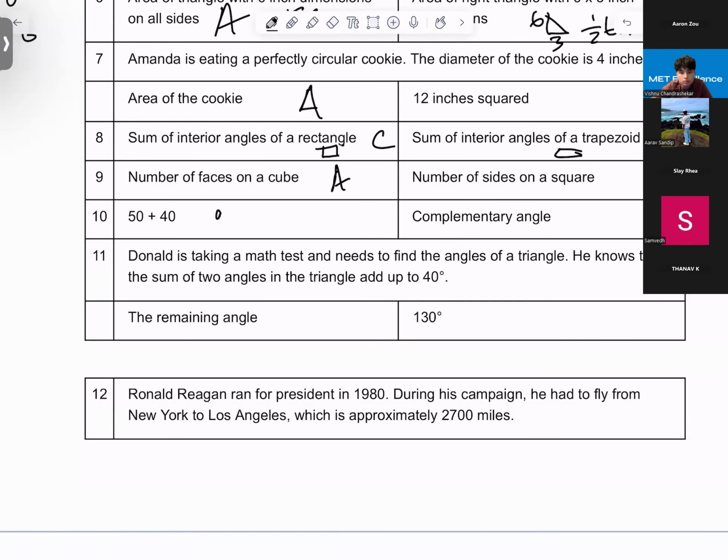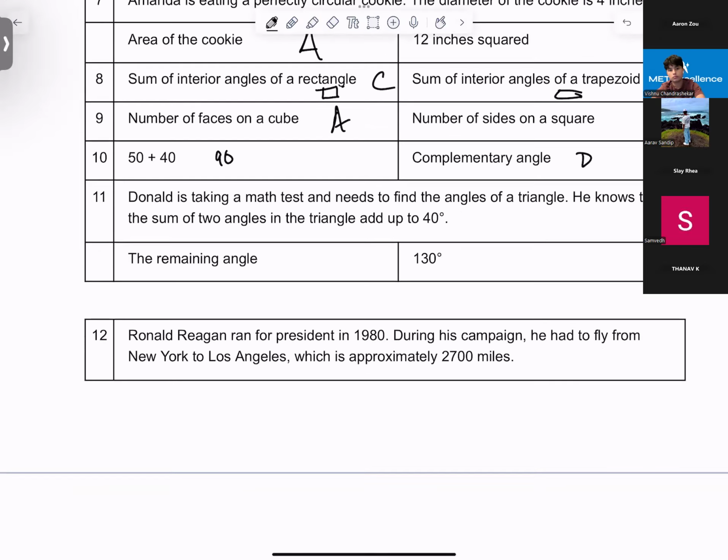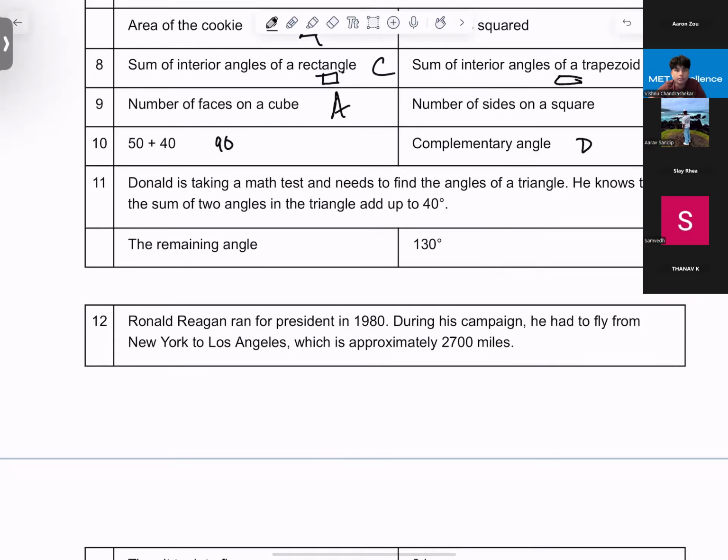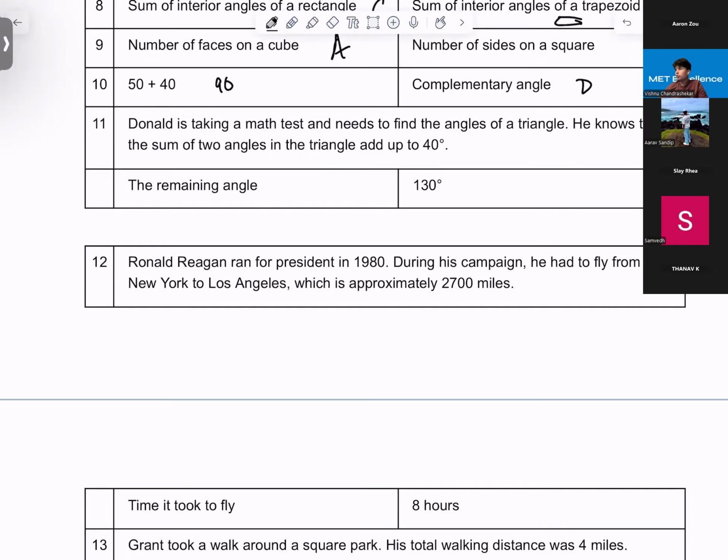All right, so 10, this is 90. And a complementary angle is just the relationship between two angles summing to 90. So it's not a fixed value, so you can't really determine that. Okay, for 11, the sum of all angles in a triangle is 180 degrees. So if 2 angles sum up to 40 degrees, the remaining angle has to be 140 degrees. So 140 would be greater than 130.